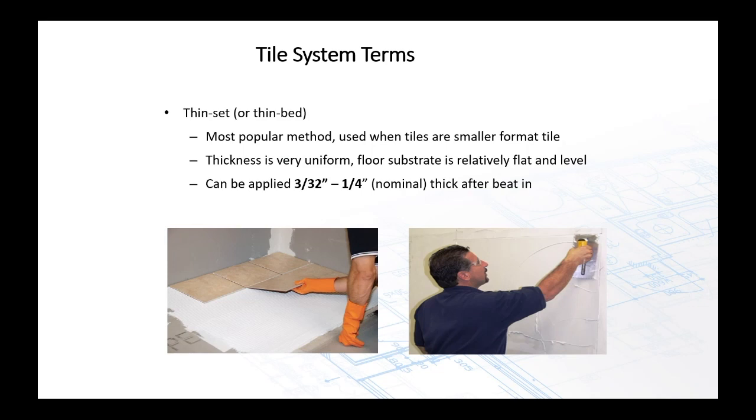The thickness is fairly uniform. The substrate should be flat and already prepped. It can be used from 3/32 in thickness, the minimum thickness, to as thick as 1/4 of an inch after beat in. So these would be your basic thin sets like Ultraflex 1, Ultraflex 2, etc.